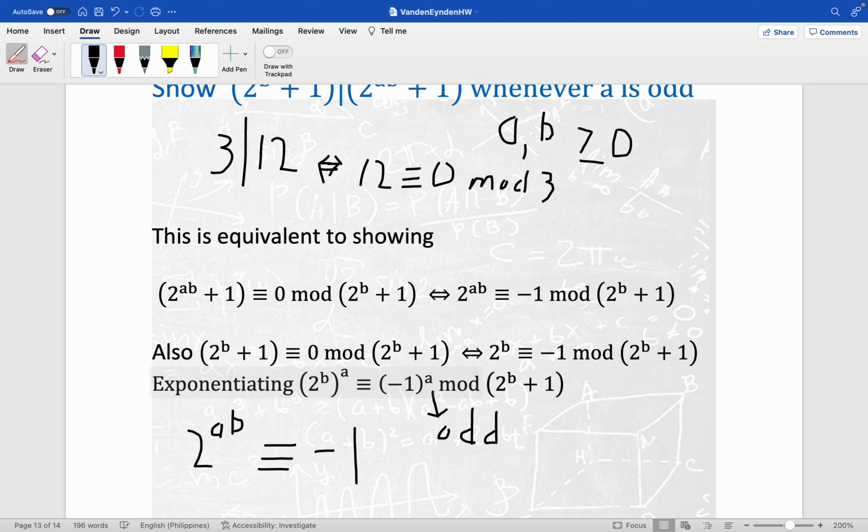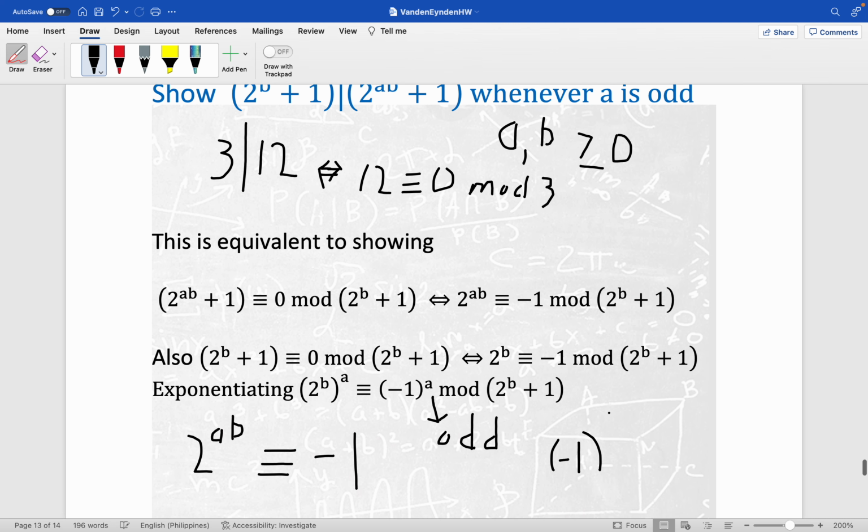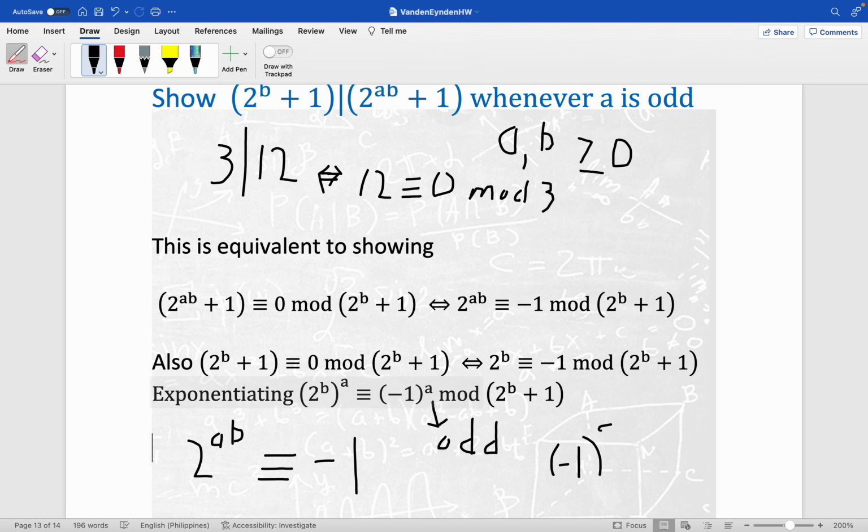The idea is that if you have minus 1 raised to the 5th power, the factors cancel out pairwise and leave a negative 1. So minus 1 raised to the 5th power is equal to negative 1. Now let's go down and work a concrete example. By the way, we are done with the proof at this stage, because 2 to the ab is congruent to negative 1, and that's what we set out to prove.